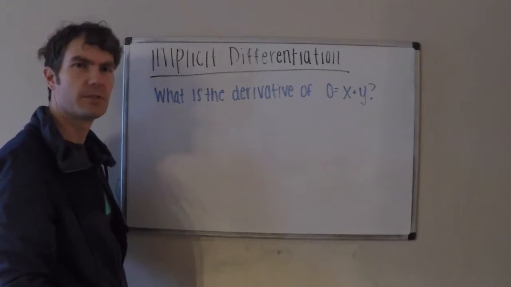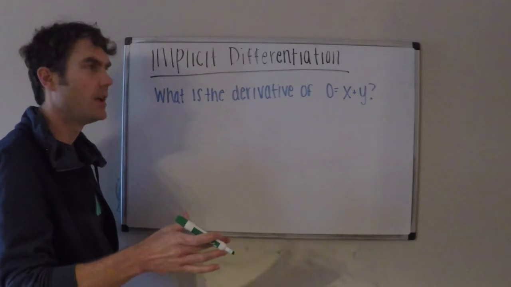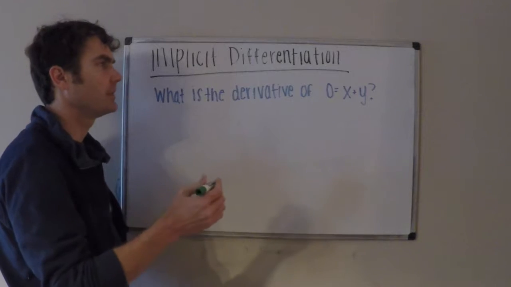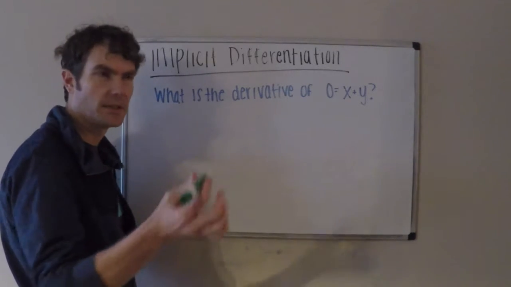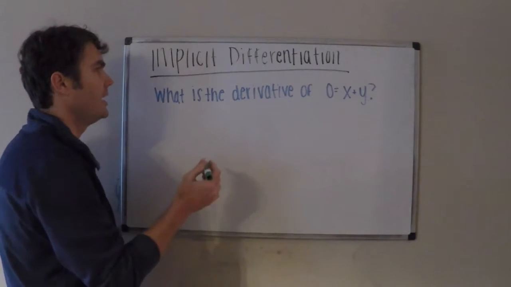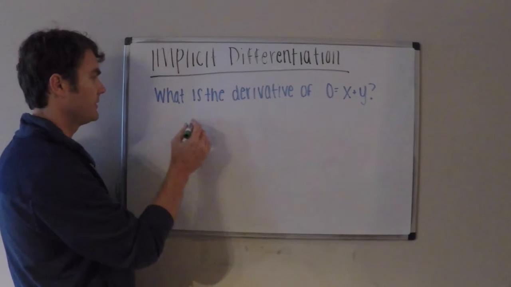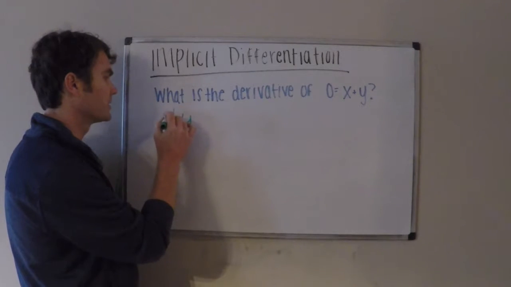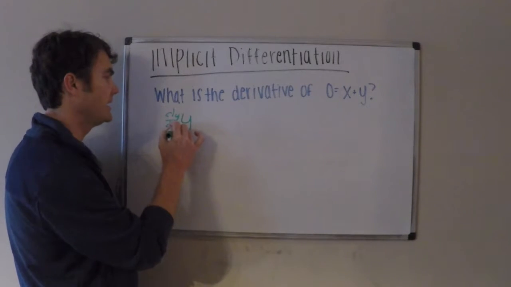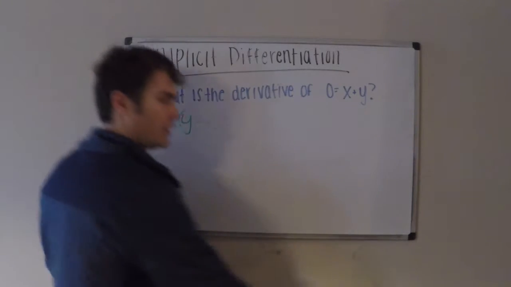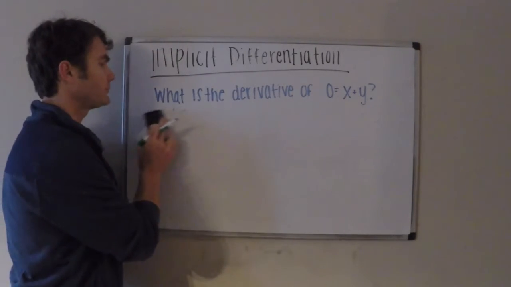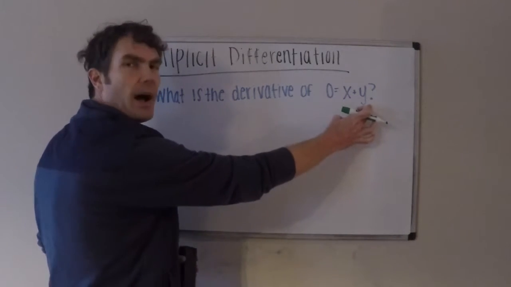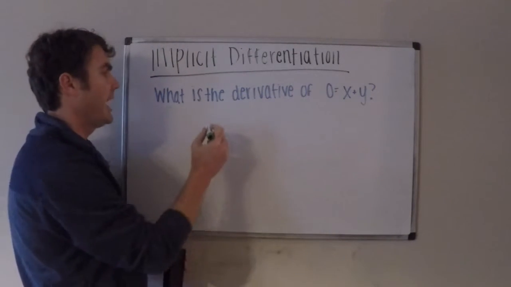Implicit differentiation is where you take the derivative of something with respect to a variable that doesn't match. Usually when we're taking derivatives up to this point, we've been taking the derivative of y with respect to x, so we're taking dy/dx of some function. Here we're taking the derivative with respect to x, but we've got a y in the function. How do we deal with that?